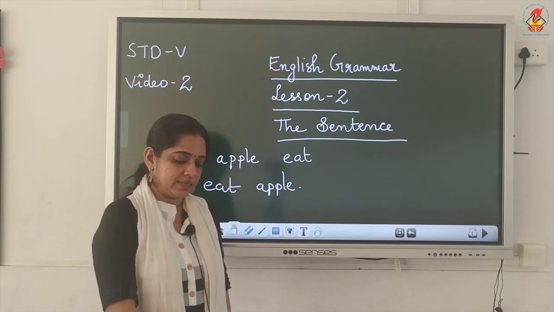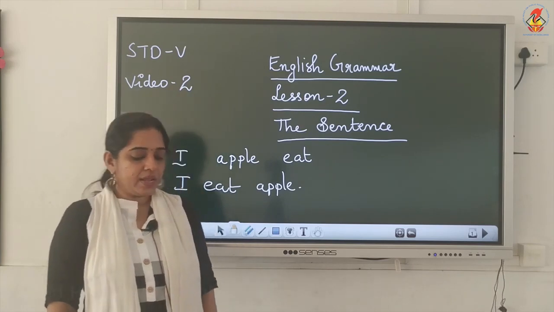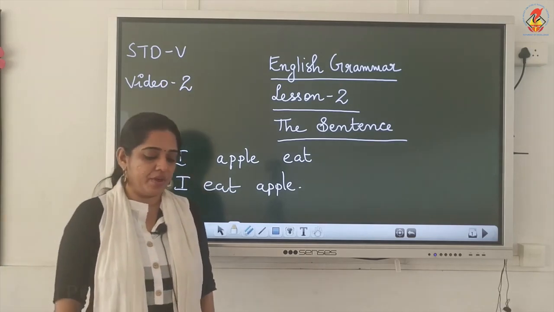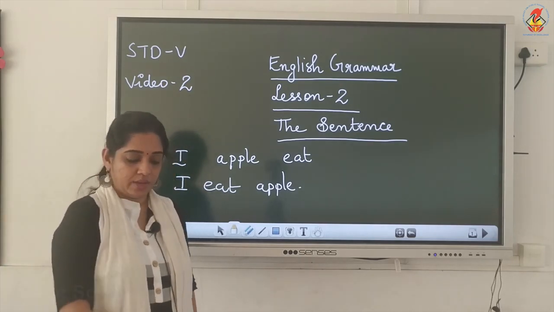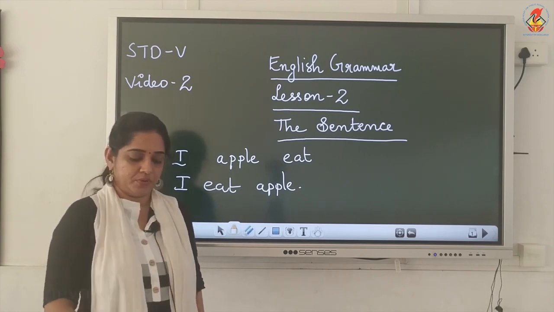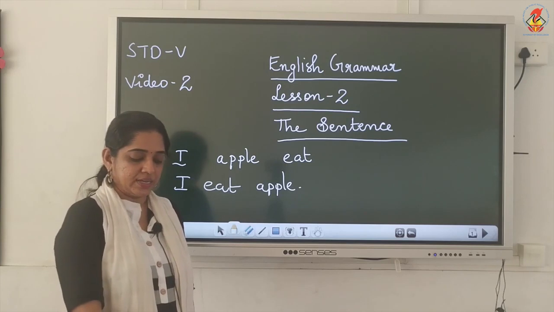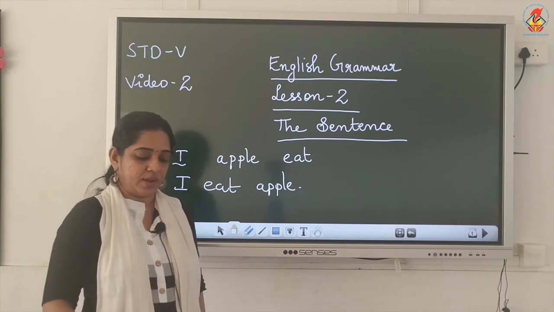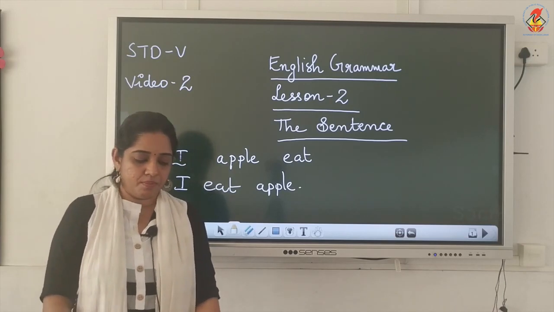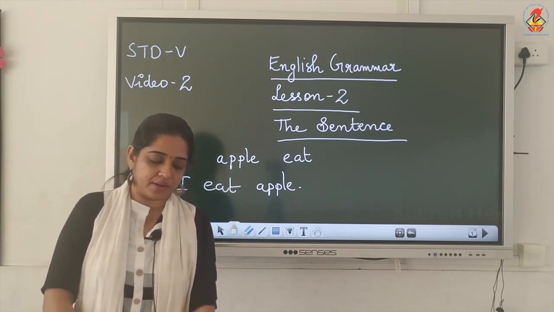Now, exercise C. Rewrite the following passage using capital letters and full stop where necessary. So, here what you have to do is put capital letters and full stops. Fables are short stories that have a moral or message for us, something to learn and keep in mind as we grow up. Most of the fables have animal characters.